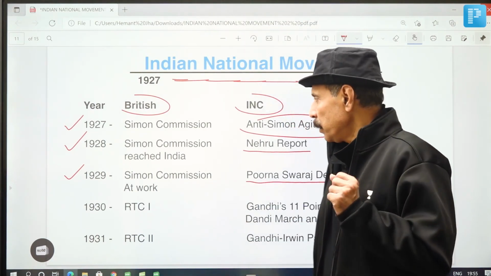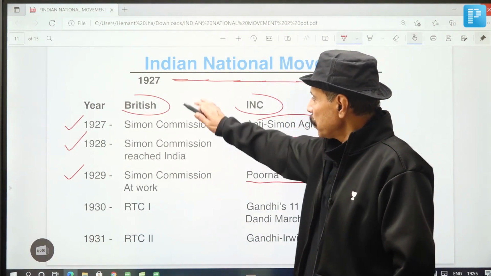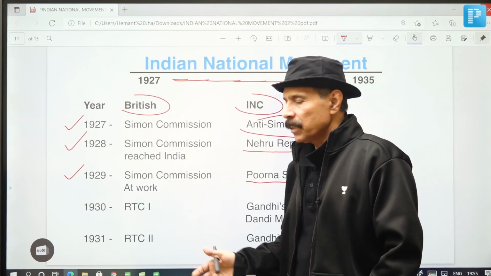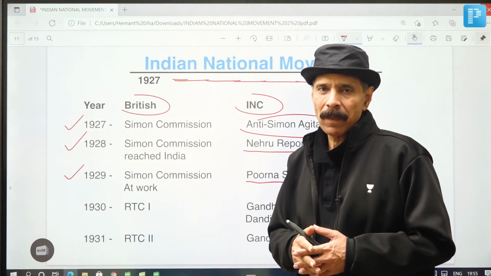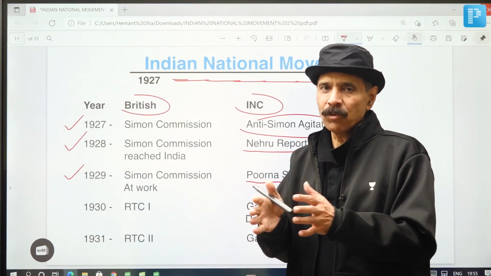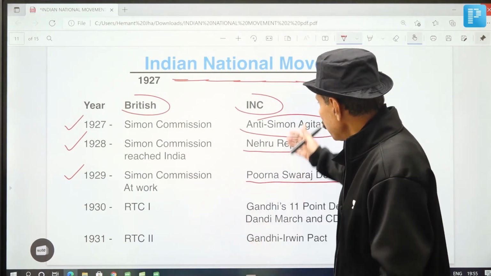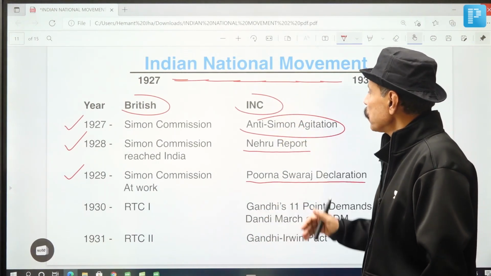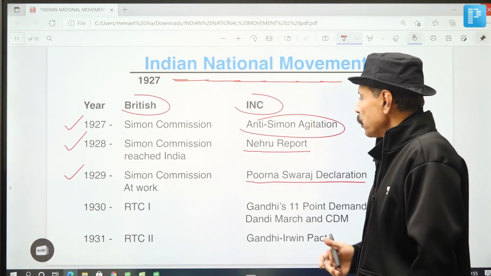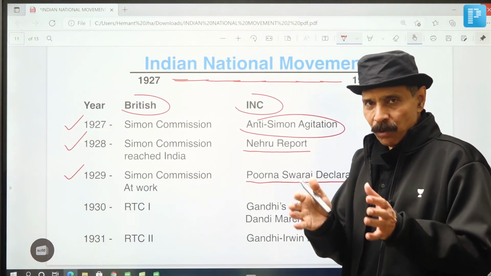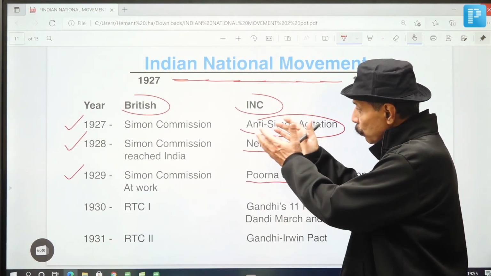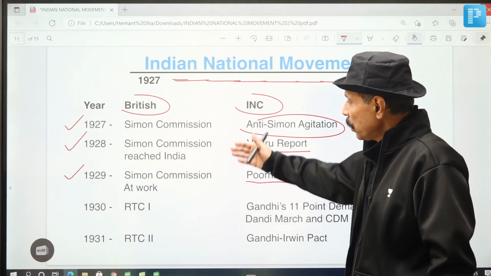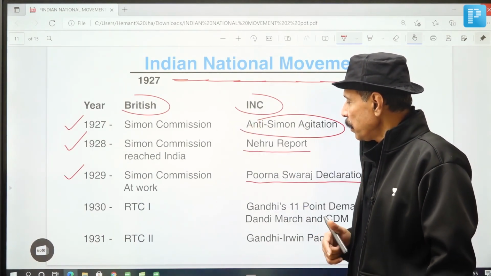Now the important point here is that the Britishers appointed Simon Commission and sent it to India. Simon Commission started working under its terms of reference. On the other hand, the nationalists, whose premier organization was Indian National Congress, got involved in anti-Simon agitation and prepared a draft constitution. That was a response to the Simon Commission working and the report of Simon Commission, which it presented later in 1930.